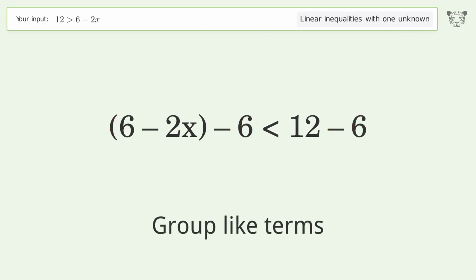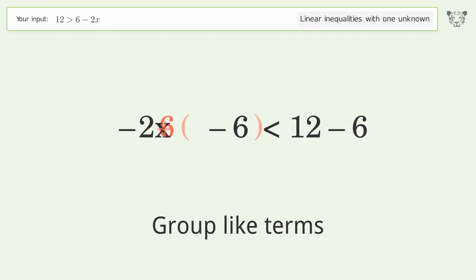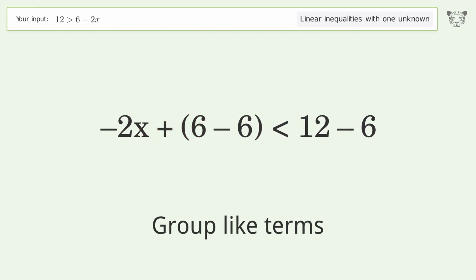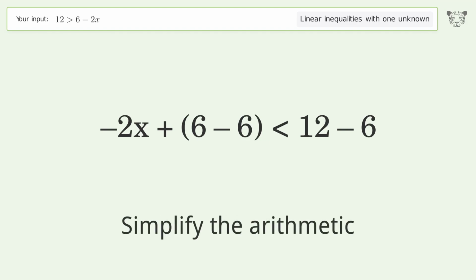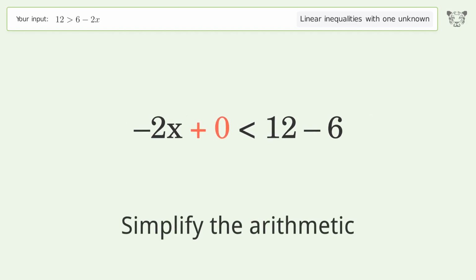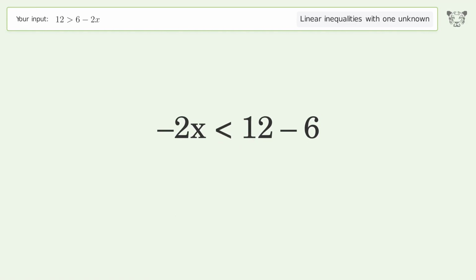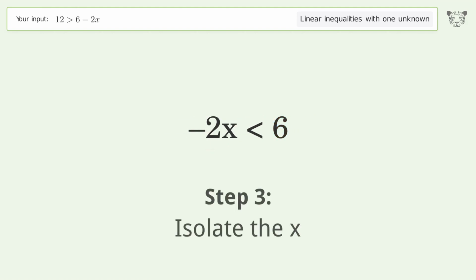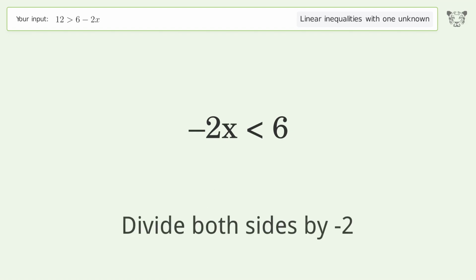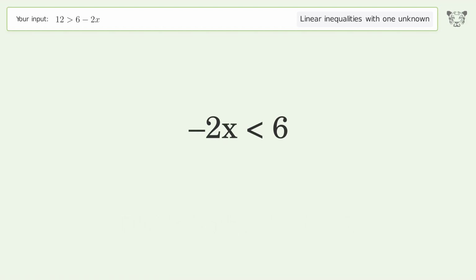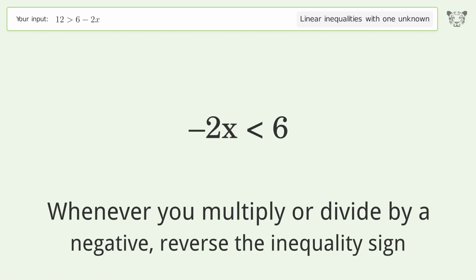Group like terms. Simplify the arithmetic. Isolate the x. Divide both sides by -2. Whenever you multiply or divide by a negative, reverse the inequality sign.